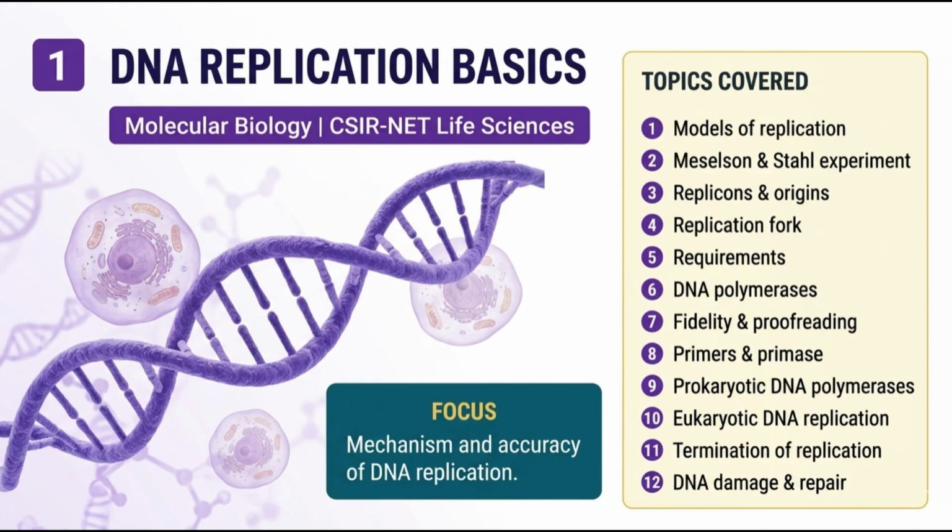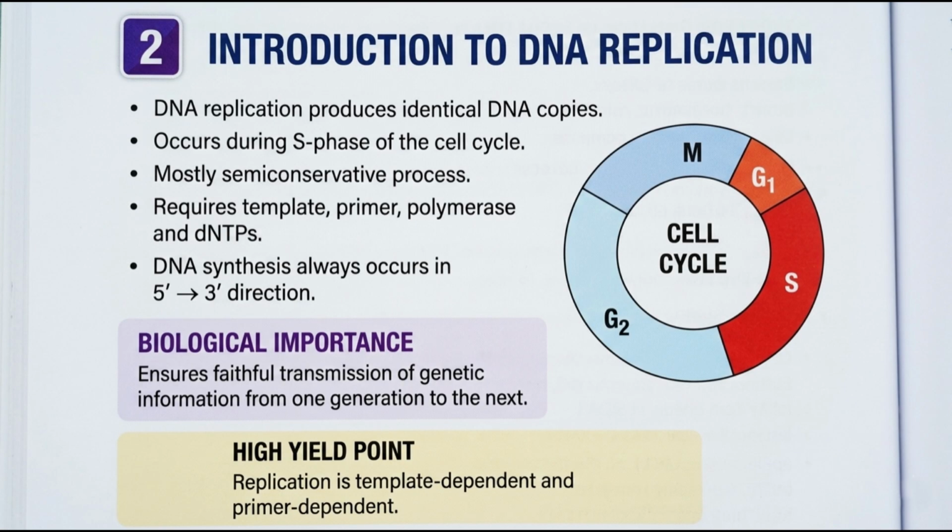So let's start. DNA replication occurs during the S phase of the cell cycle. The primary objective of replication is to ensure that each daughter cell receives an identical set of genetic information. Replication is semi-conservative in nature. This means each newly formed DNA molecule contains one parental strand and one newly synthesized strand.